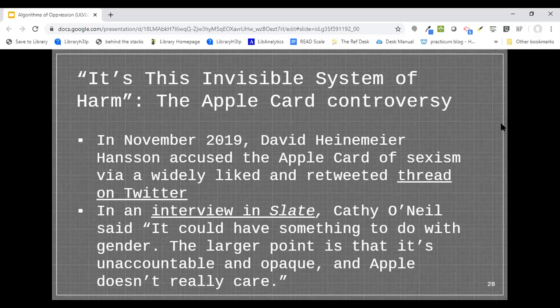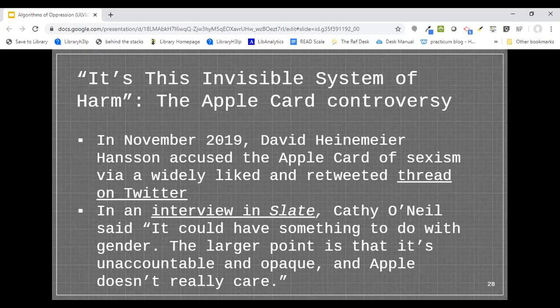Her credit is actually better than his. Her credit score is higher, things like that. But he got a credit limit that was 20 times higher than what his wife got when they applied for this card. And this was, again, another sort of viral conversation.